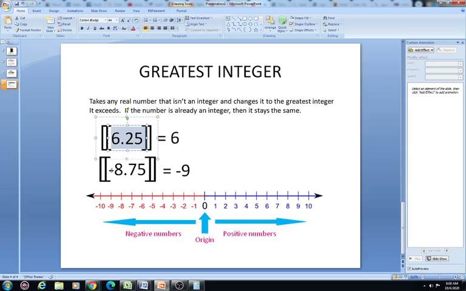Now remember, when you're talking negative numbers, negative 8.75 is right here. If I put negative 8 for the answer, that would be wrong, because negative 8 is actually greater than negative 8.75. So the answer would be negative 9. That's your greatest integer function. You don't see it very much, but know that it's there, and know how to use it, and know that when you're talking about negative numbers, you go to the next lowest number.